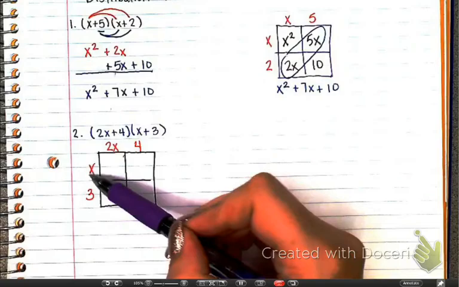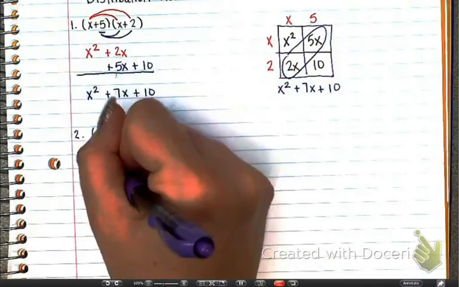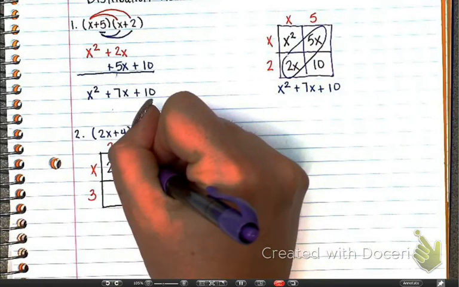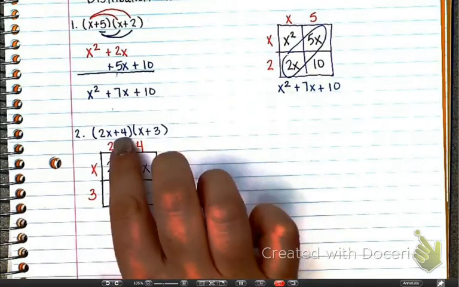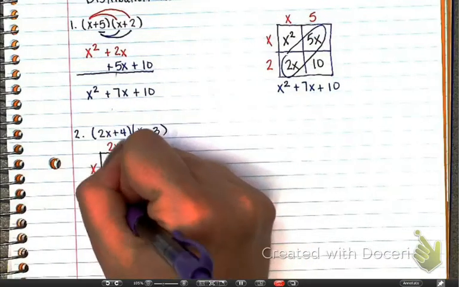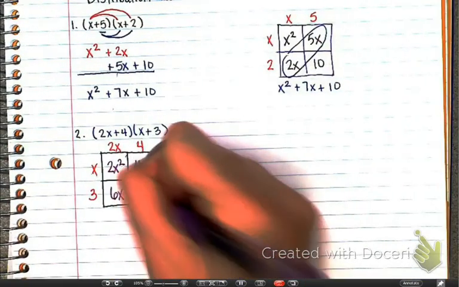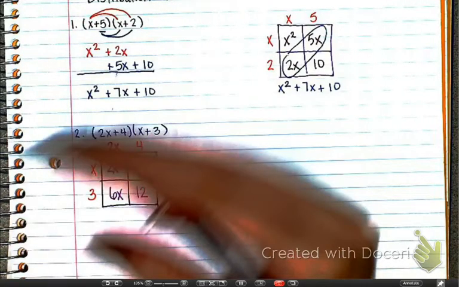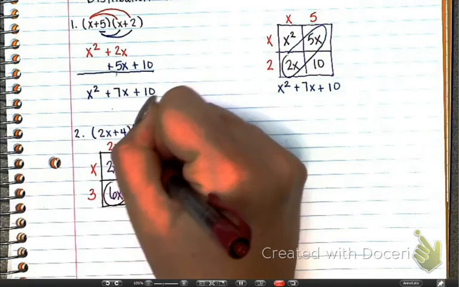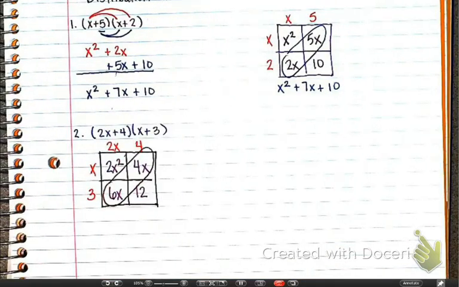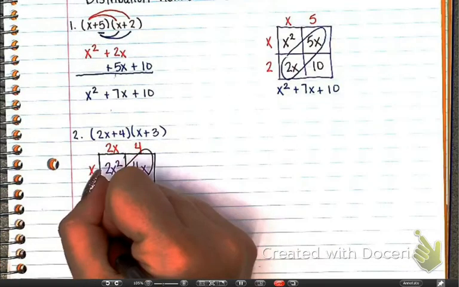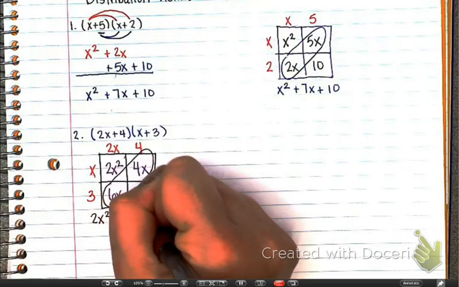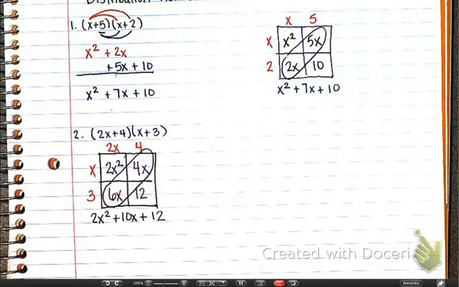And then I have x plus 3. If I multiply in, what's x times 2x? 2x squared. X times 4, 4x. 3 times 2x, 6x. And 3 times 4, 12. Do I have like terms? Yes. Check the diagonal. And then rewrite. So I have 2x squared, 6 plus 4 gives me 10x, plus 12.